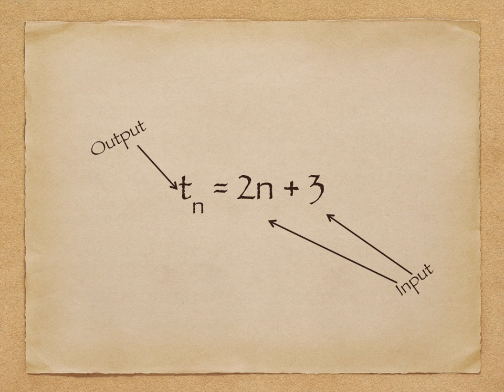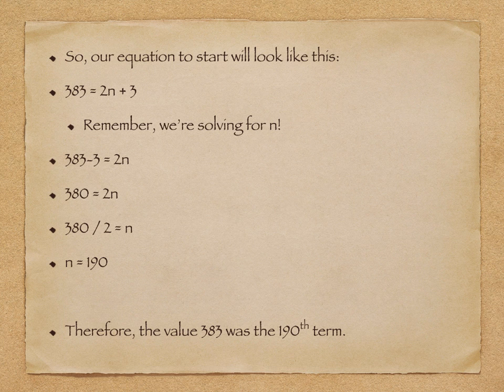So our equation is going to start like this. 383 equals 2n plus 3. Remember, we're solving for n. So 383 minus 3 equals 2n. I just moved that positive 3 to the other side of the equal sign, so I reversed the sign. So it went from positive to negative. 383 minus 3 gives us 380 equals 2n.